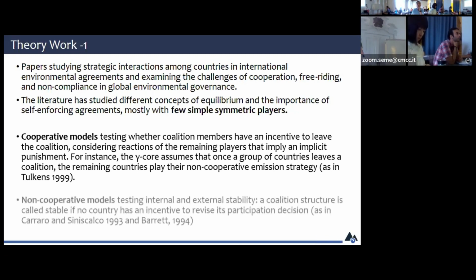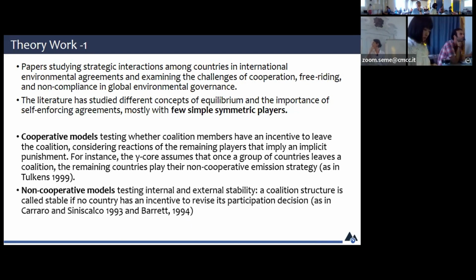So most of the literature has developed non-cooperative models. This is where most of the papers have been written. Non-cooperative models assume that non-cooperation is what happens. So there's no police that will have a lot of punishment for you to get out, etc. So we start from non-cooperation. And what we do, we calculate the stability of a coalition.